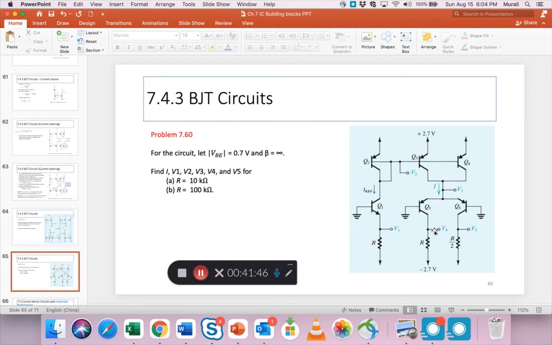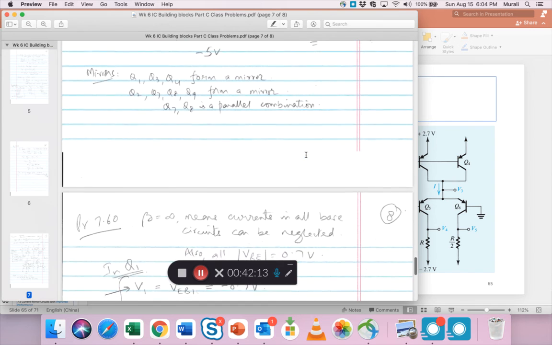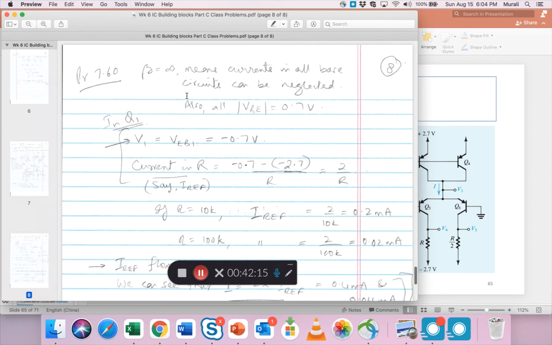Okay. All right. So again, the only data given is that luckily beta is infinity, VBE is 0.7. So find I, V1, V2, V3, V4 and V5 for two different situations: given R is 10K and given R is 100K. Okay. So how do you solve this problem? Beta equals infinity means currents in all the base circuits can be neglected and the simpler formula can be used.